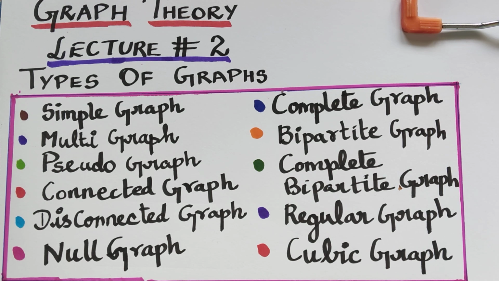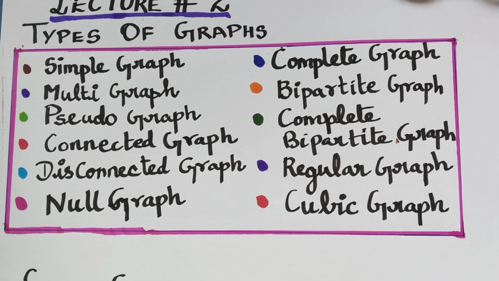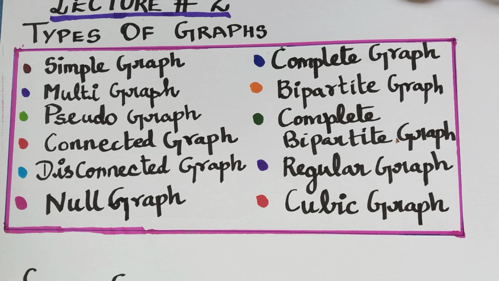Few to list out are: simple graph, multigraph, pseudo graph, connected graph, disconnected graph, null graph, complete graph, bipartite graph, complete bipartite graph, regular graph, and cubic graph. So these are the different types of graph that we will be learning in this video lecture. In fact, we have even more types of graphs which we will explore as we proceed with further lectures. Okay, so now first here we have the simple graph.